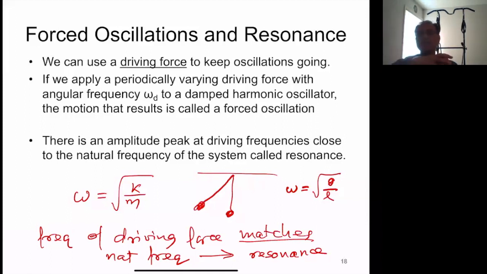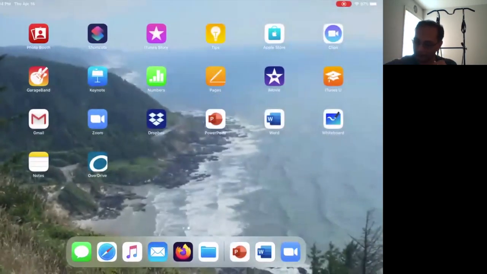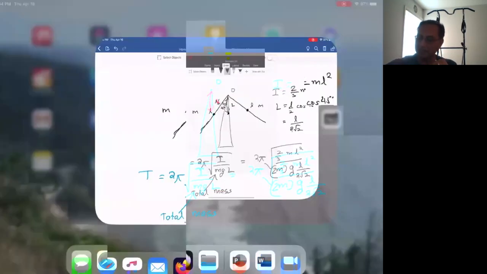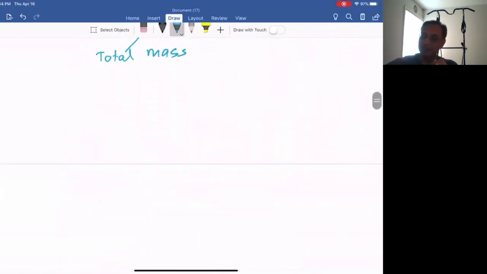There are many, many applications of resonance. I'll talk about a few applications very briefly. So one application is the following.